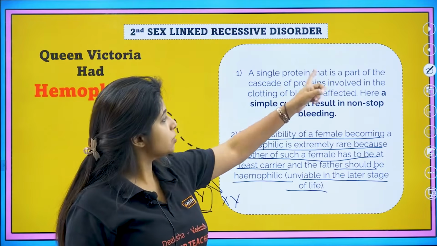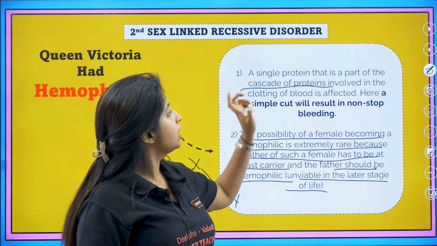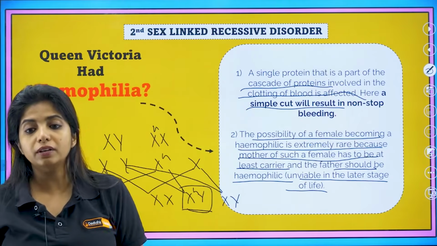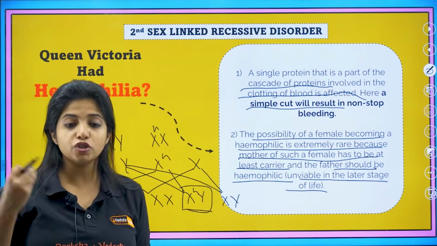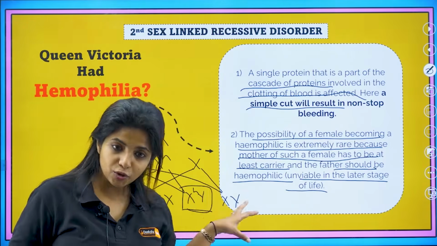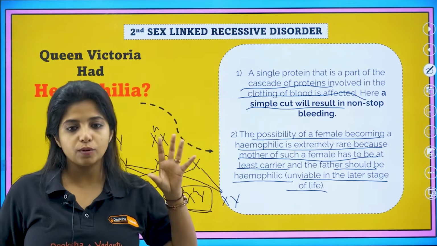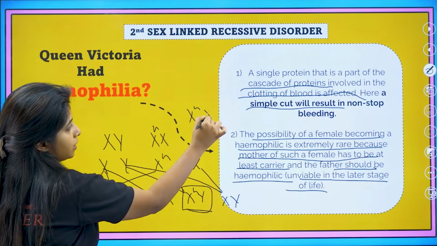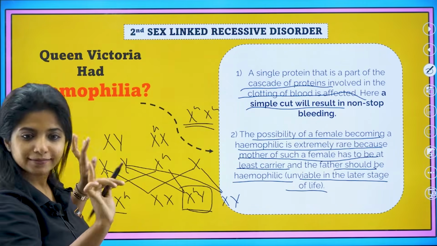Now, a single protein that is a part of the cascade of proteins involved in clotting of blood is affected over here. That is why a simple cut will result in non-stop bleeding. This is again a sex-linked recessive disorder. It's on the sex chromosome and it is recessive as well. So for a female to get it, she should have something like this, which is very rare. Cool.